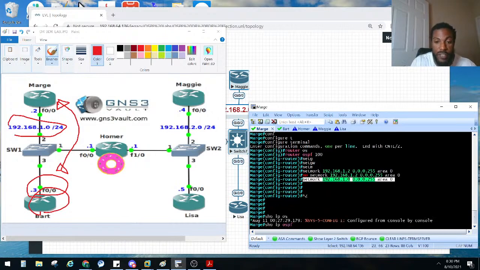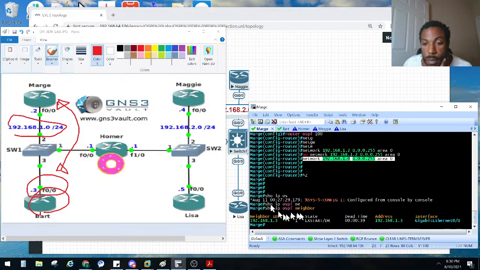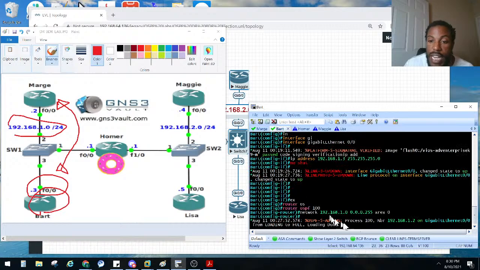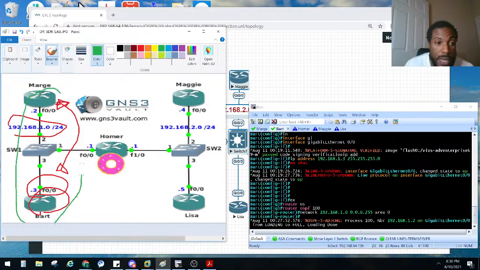Show IP OSPF neighbor. None. Oh yeah, they did become neighbors. It's in ExStart right now. Oh, now it's up. It just took a minute, I think just because my PC is slow. But they're finally neighbors now. See, now we go back to Bart, and now you've got a neighbor right there. These two guys right here are now neighbors.